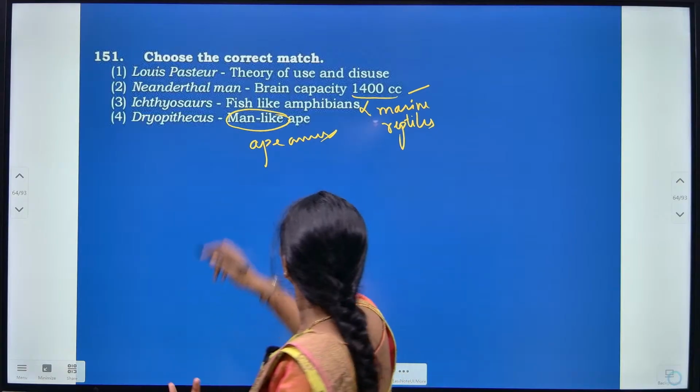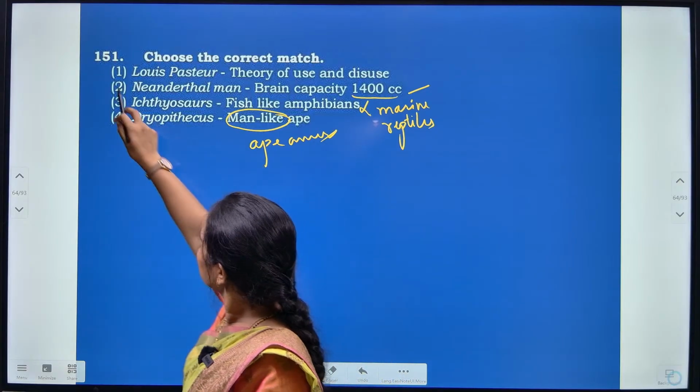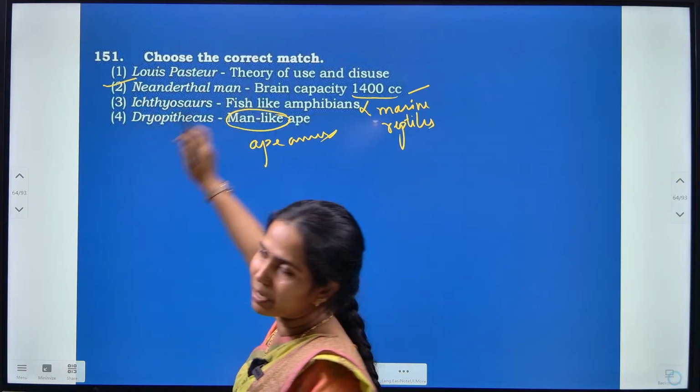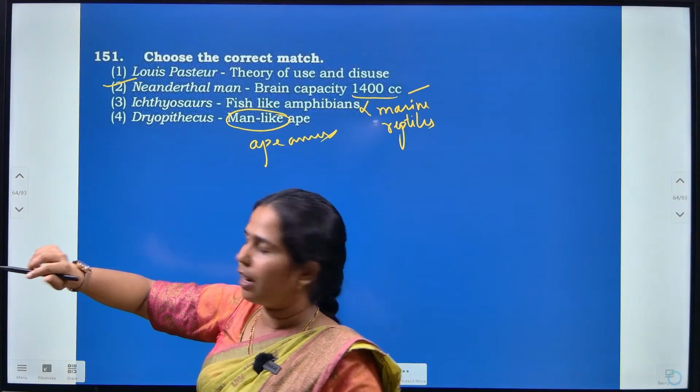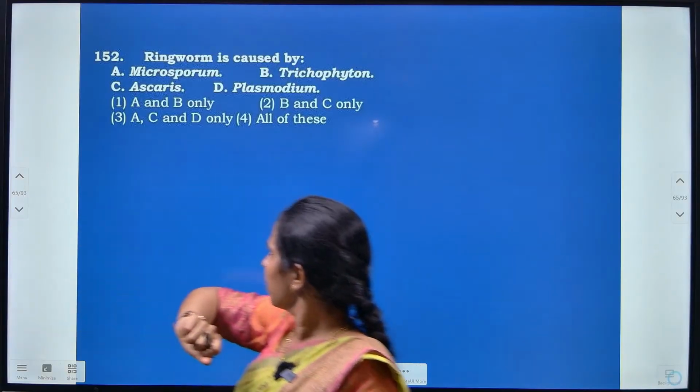So which will be the correctly matched here? The correctly matched is the Neanderthal man with the brain capacity of 1400 cc here, right?